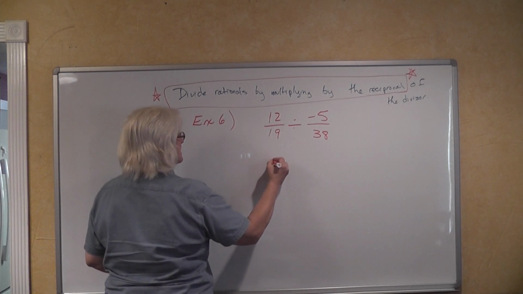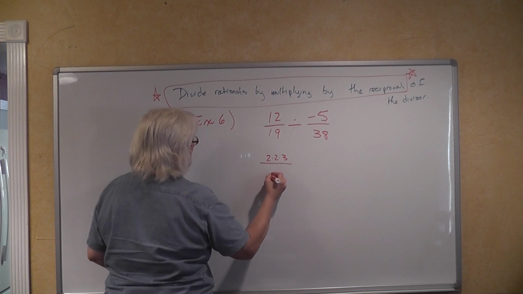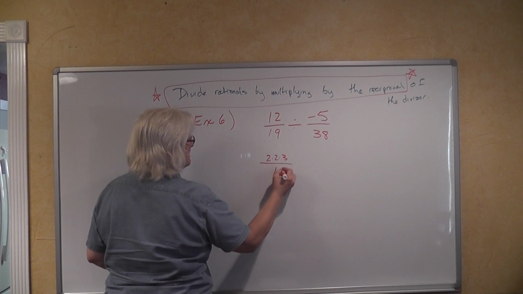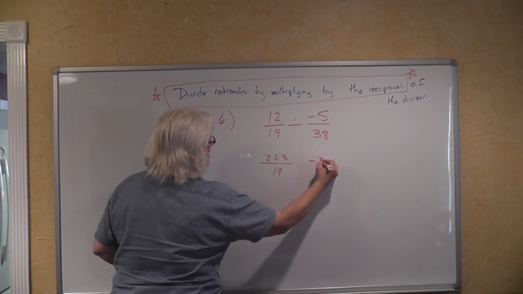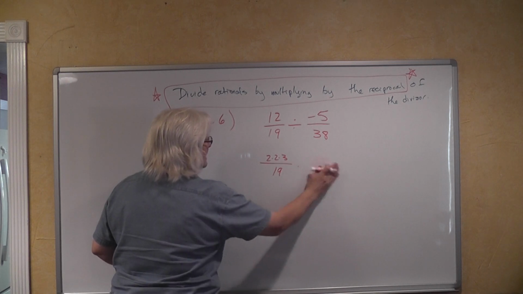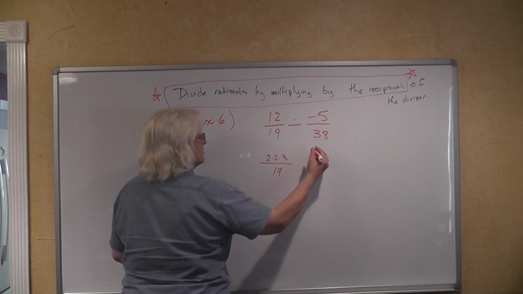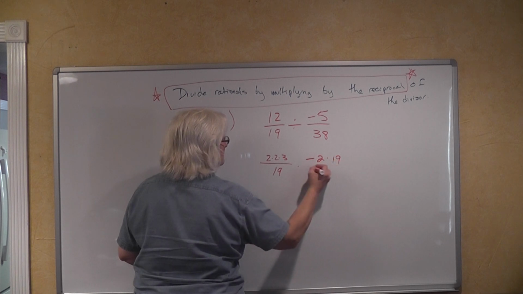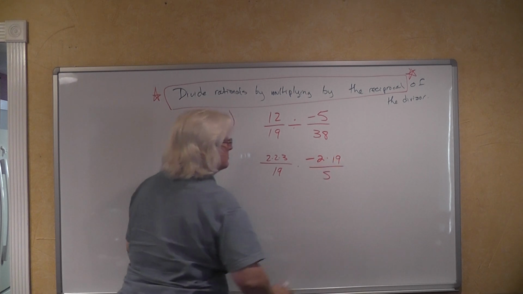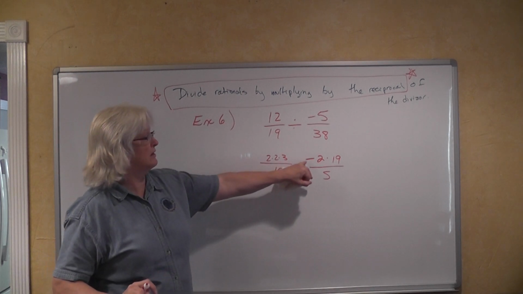Division is the same as multiplying by the reciprocal. I'm going to keep that negative sign up in the numerator. Negative 2 times 19 over 5. You have to make sure you keep a negative number.